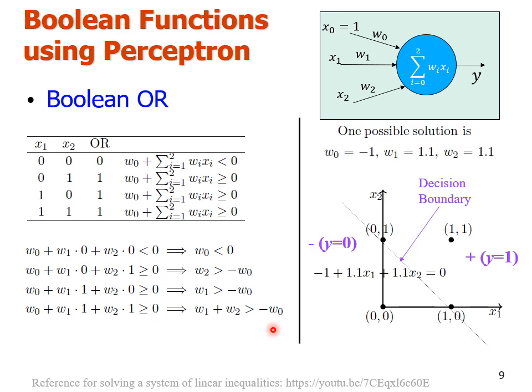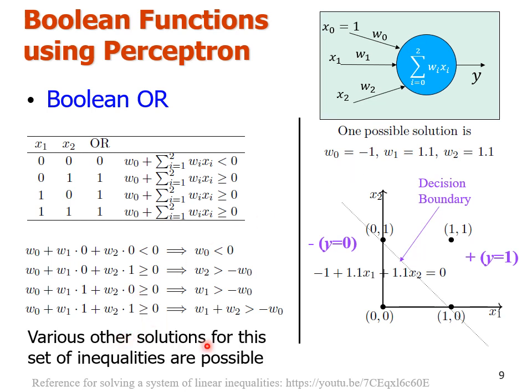It provides W0 equal to -1, W1 equal to 1.1 and W2 equal to 1.1. Please note, this is only one of the possible solutions. Various other solutions are also possible for this set of inequalities.